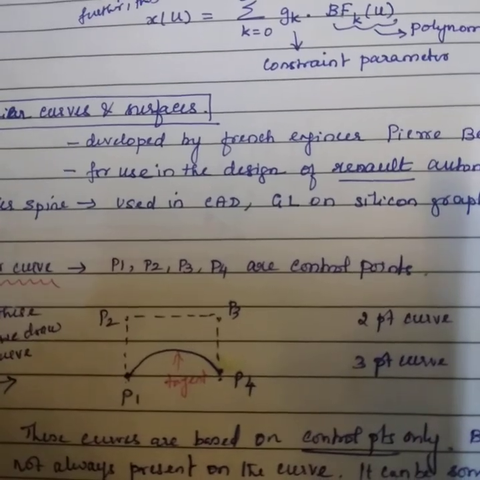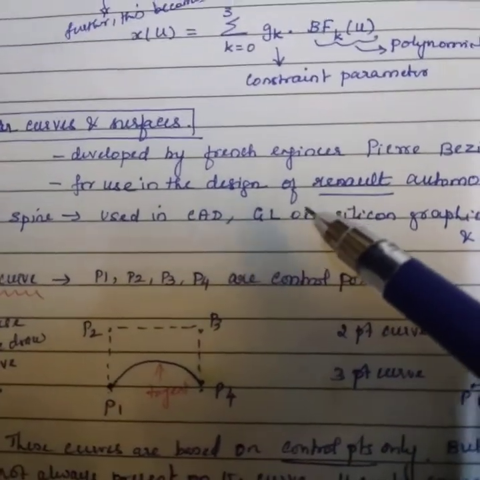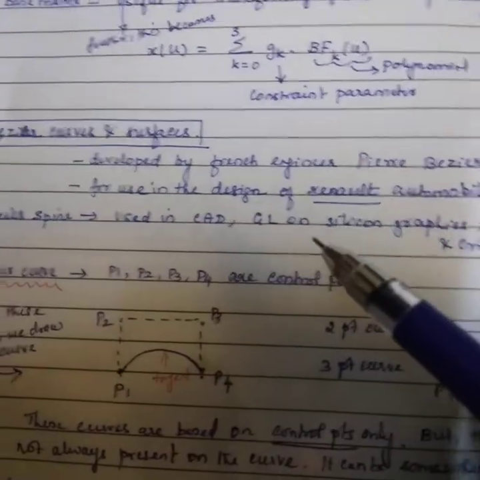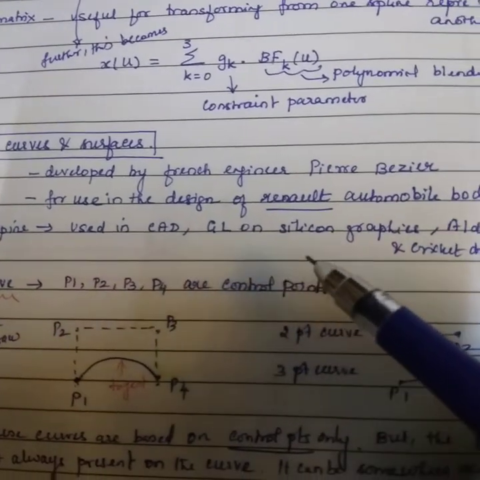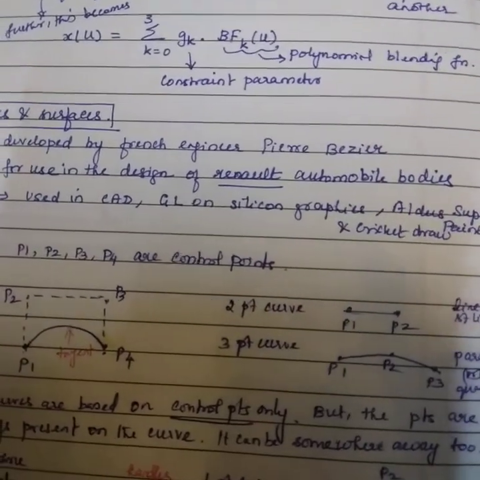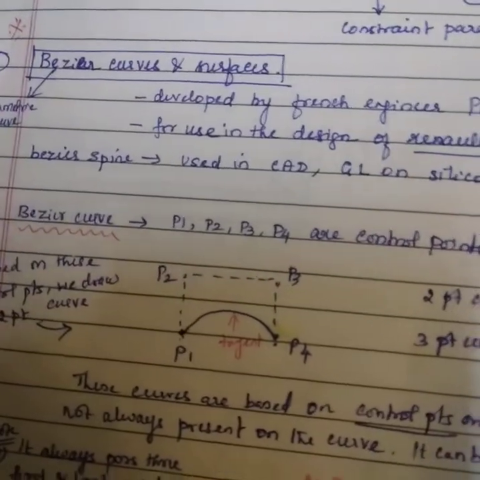It is used in the design of Renault automobile bodies. It is useful in CAD, GL on Silicon Graphics, etc. Its applications include vector graphics, advanced animations, etc.